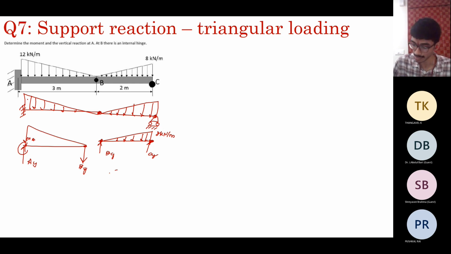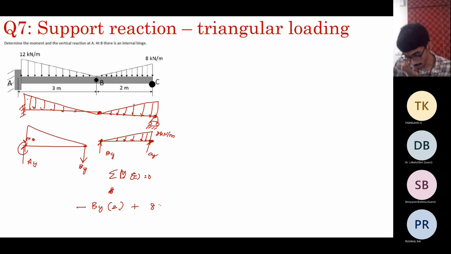So to determine BY, take moments about the point C, MC. Moments about the point C. So what do we get? It's a triangle. So as I said earlier, BY into 2 acts clockwise, so minus, and plus 8 into half into 2.